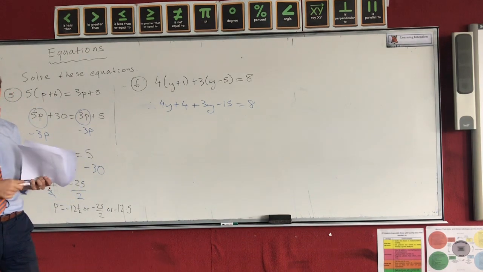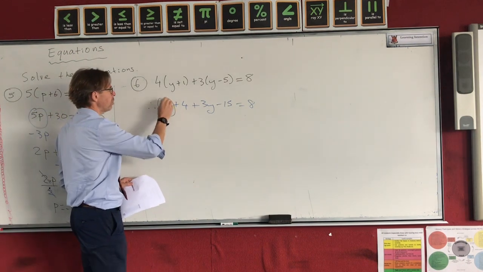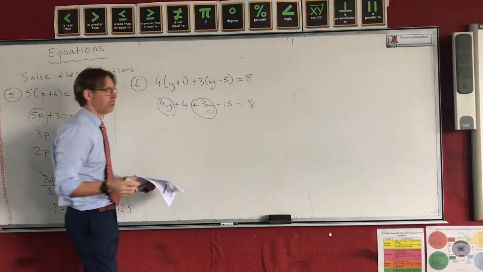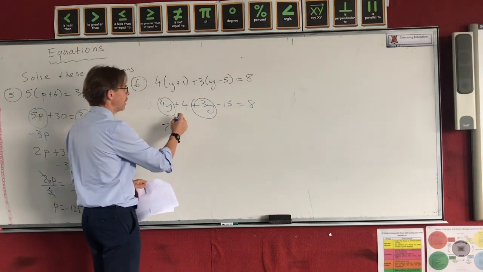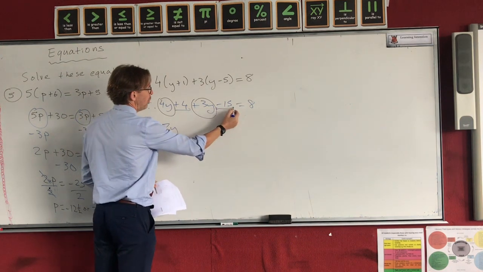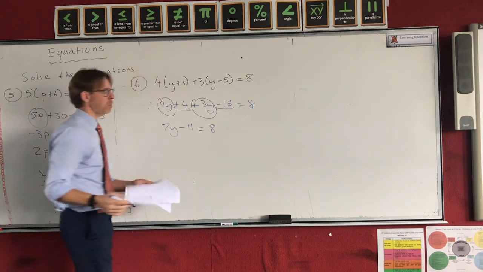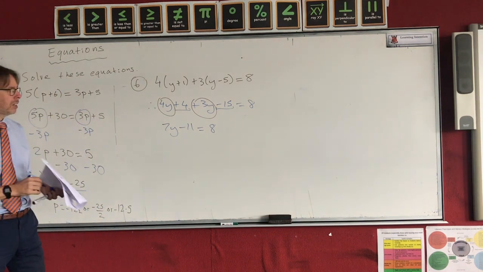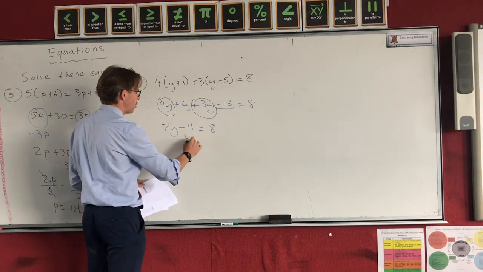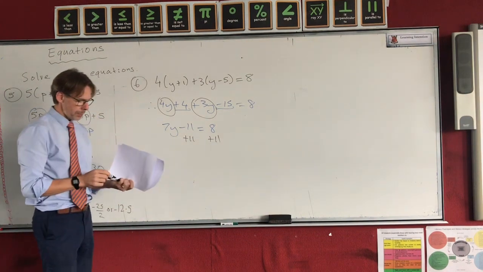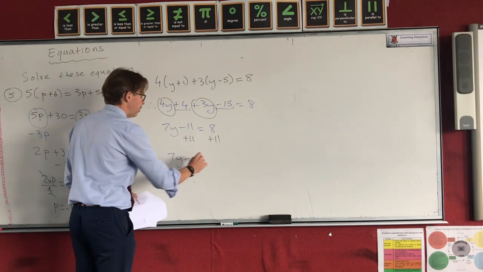Next step there is to try and make your working out easier. So if you notice we've got some like terms here, 4y and positive 3y. So adding those together I get 7y, and I've got positive 4 minus 15, which is minus 11. Okay, so I've simplified the left-hand side of the equation. Now this is quite straightforward. So add 11 to both sides. Then 7y is equal to 19.